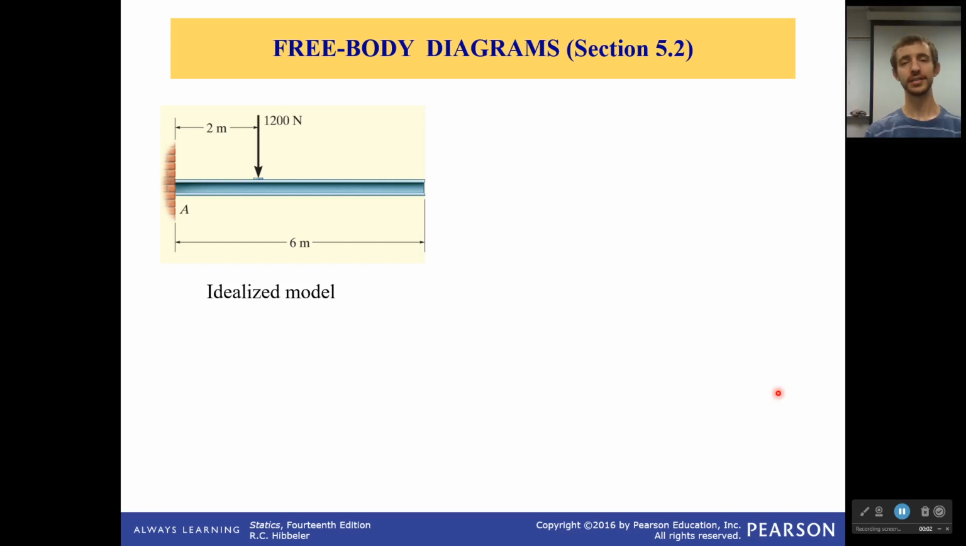Hello everyone, welcome back. So once again we're going to be talking about these rigid body free body diagrams. Rigid body FBD. There we go.